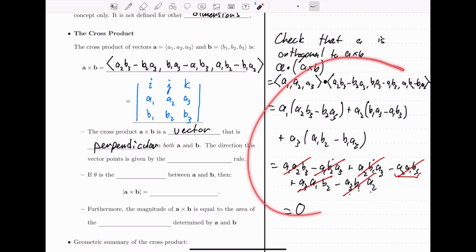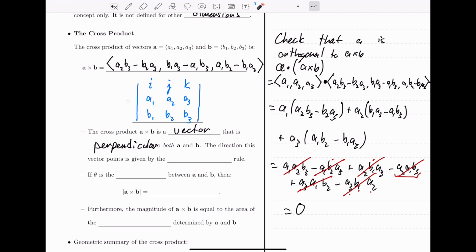And we just verified this in general. This is a proof that works for any three-dimensional vectors. We could do the same thing with the vector B. If we find B dot A cross B, we would also get 0. All of this messy arithmetic just tells us that the cross product will always be perpendicular to vector A, and it turns out that it's always perpendicular to vector B as well.